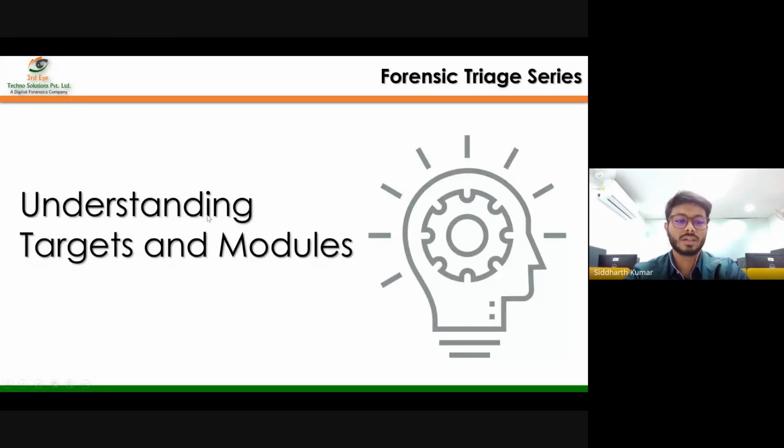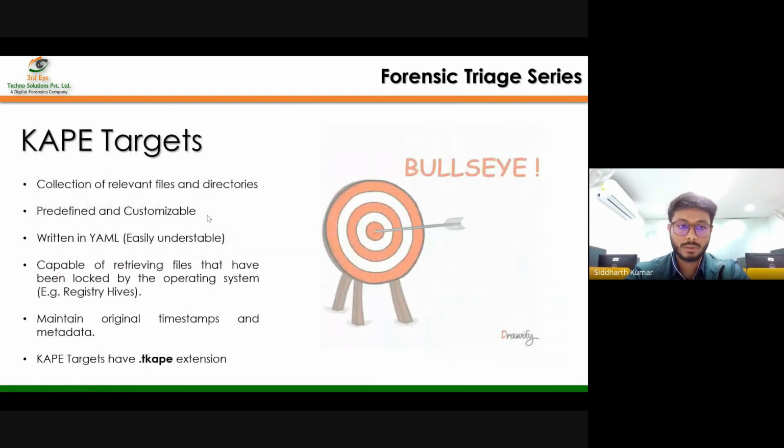Right. So let us now understand what are targets and what are modules in KAPE. When we talk about targets, targets are basically a collection of relevant files in directories. As I stated before, when you go on a crime scene, most of the times you have an idea of what you're looking for, right? According to the need of the case, you might already have shortlisted what relevant data or files you need to find. So in that case, targets help you with that. It allows you to collect those relevant files or even the directories itself.